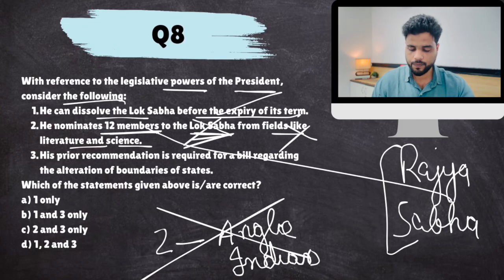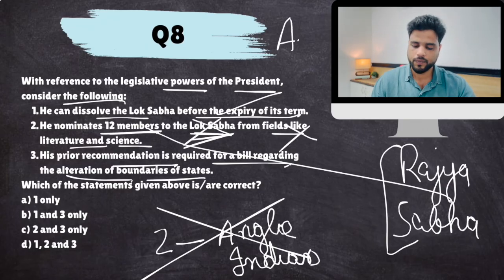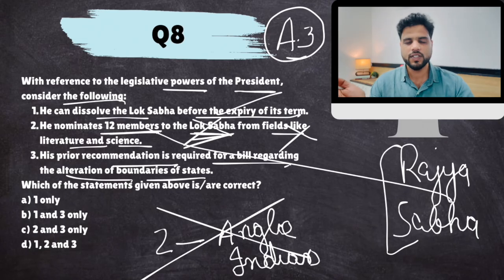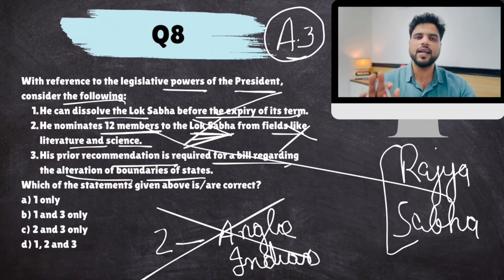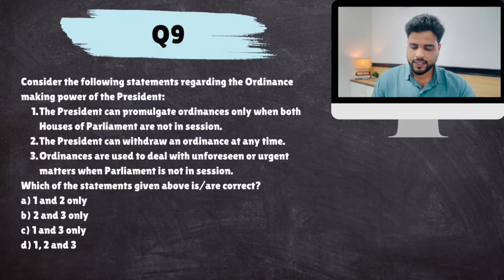So this is false. His prior recommendation is required for a bill regarding the alteration of boundaries of state. So remember Article 3. If you are altering the boundary of the state, the bill for that needs a prior recommendation of the president. This part is absolutely correct. B.